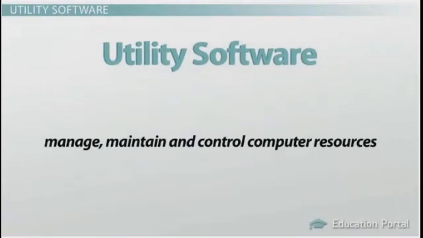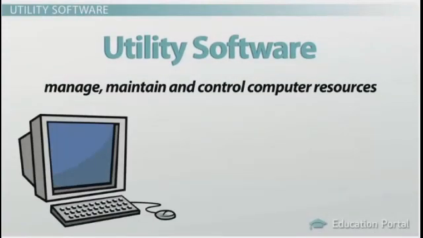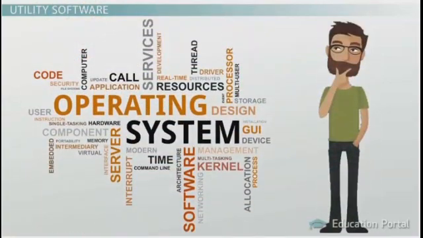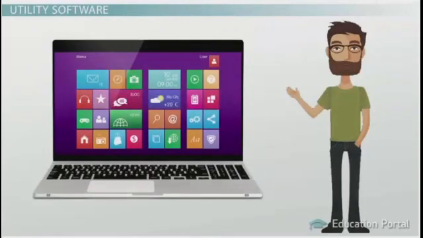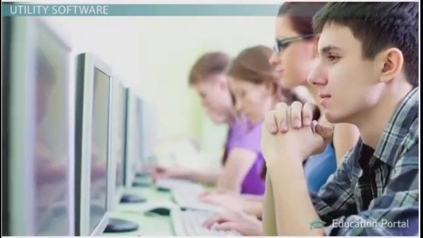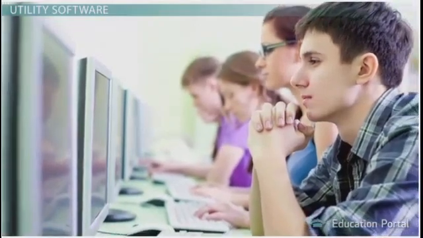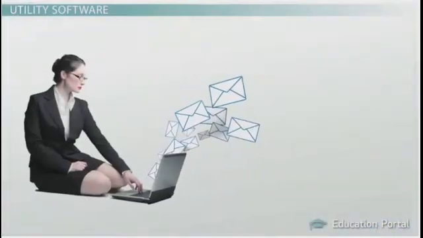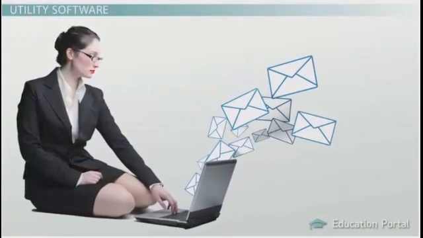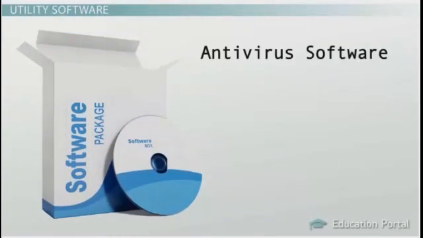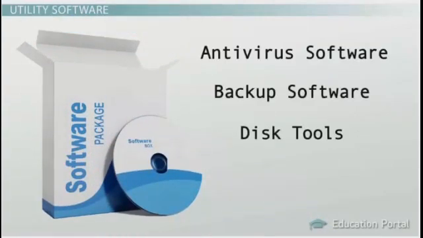Utility software helps to manage, maintain, and control computer resources. Operating systems typically contain the necessary tools for this, but separate utility programs can provide improved functionality. Utility software is often somewhat technical and targeted at users with a solid knowledge of computers. If you use a computer mostly for email, some internet browsing, and typing up a report, you may not have much need for these utilities. However, if you are an avid computer user, these utilities can help make sure your computer stays in tip-top shape. Examples of utility programs are antivirus software, backup software, and disk tools. Let's look at each of these in a bit more detail.